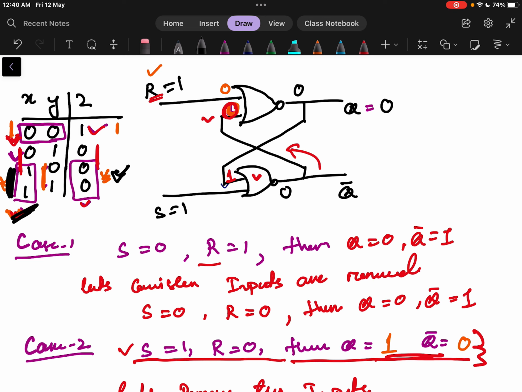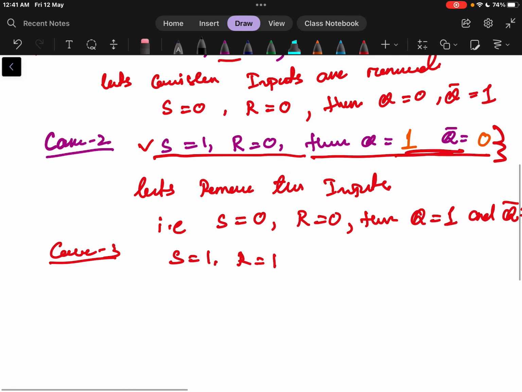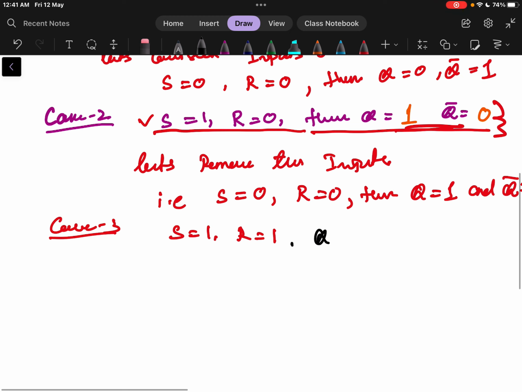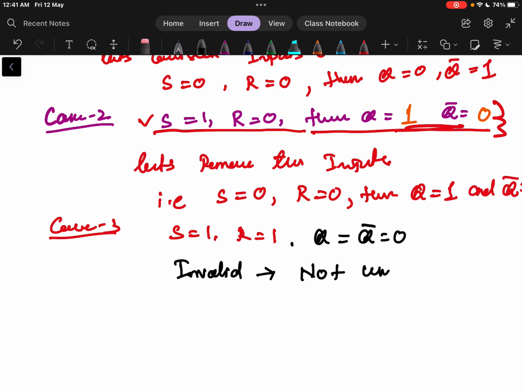But if Q equals 0 and Q bar equals 0, that is wrong. Why? Because if Q equals 1, then the other output should be its complement. So, that is an invalid case. In that case, we are getting Q equals Q bar equals 0, and it is an invalid case, and hence we do not use this case. So, it is not used, fine.